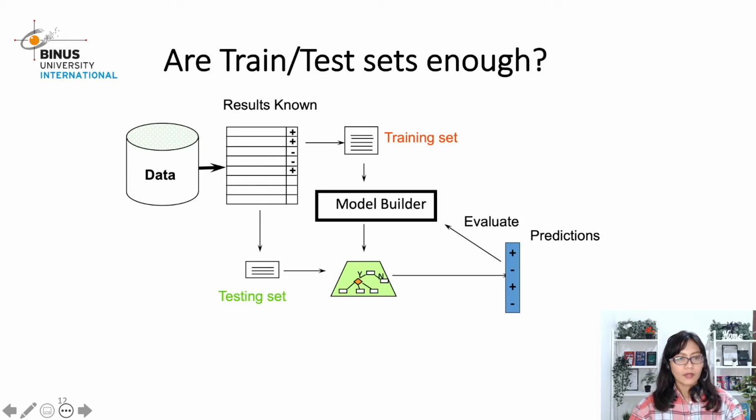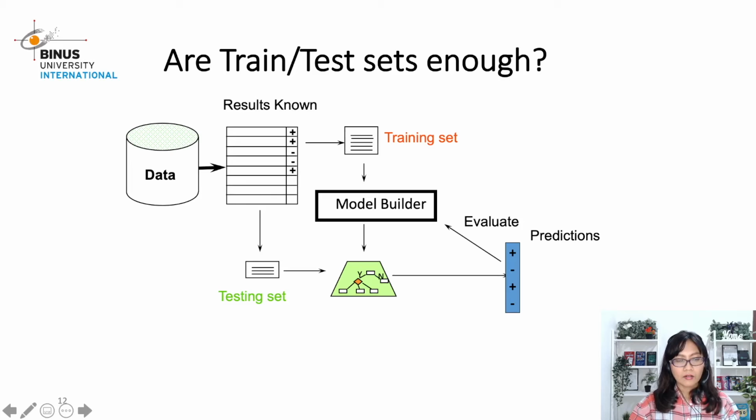Okay, so are train and test sets enough? This is the data. With the known results, we take some of them as the training set and some of them as the testing set, and we start building our model. Then we come up with some classifier. It can be a formula, it can be a tree, whatever we come up with, this is our classifier.